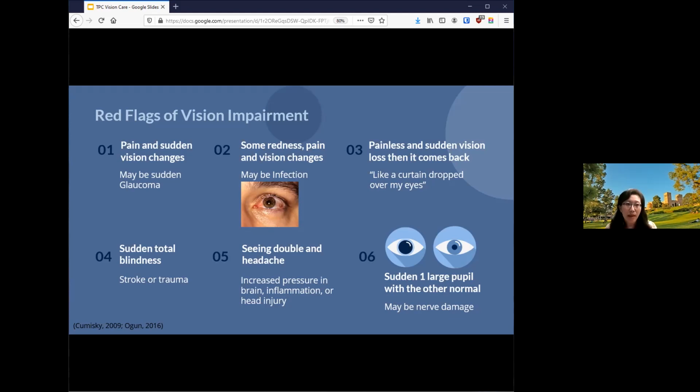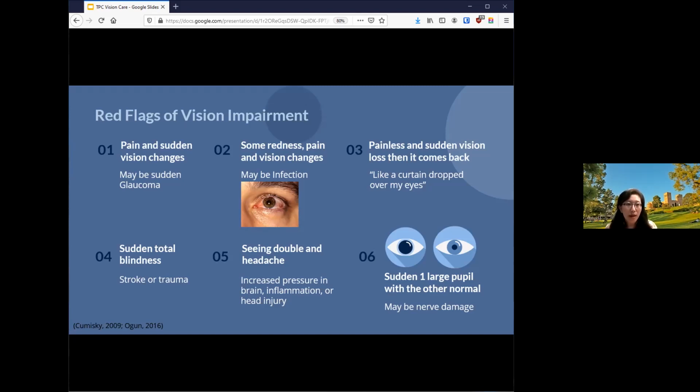If a client says that they suddenly lost their vision, like a curtain has dropped over their eyes, there's no pain, and then over a few minutes their vision came back, this could be a result of loss of blood flow to the eyes and may be a warning sign for a future stroke. Red flag number 4 is when your client experiences sudden and total blindness. This could very likely be a case of stroke or trauma.